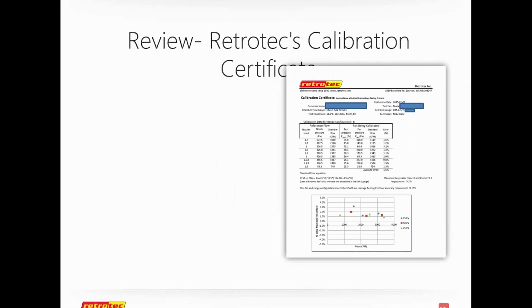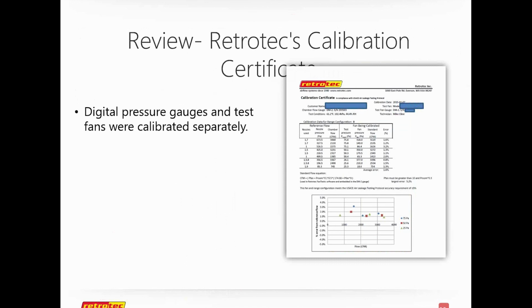residential blower door testing. So the first thing that we want to know, from a quality control perspective, from an accuracy perspective, is that when you actually buy a fan from Retrotec, when you buy a system from Retrotec, you're going to get the calibration certificate. Now, there's essentially two parts to this. There's a digital pressure gauge and test fans. They are calibrated separately.